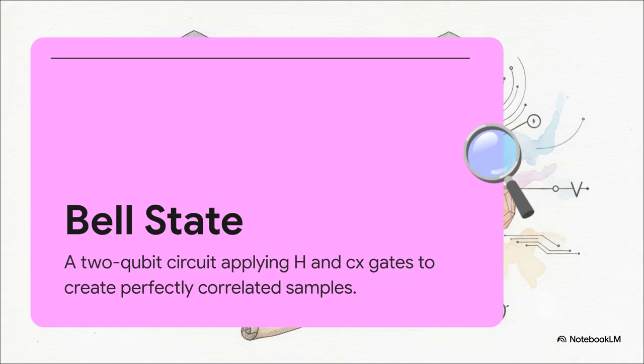Crucially, a Bell state acts as your immediate sanity check for your gates and correlation analysis before you accidentally turn a $1 million quantum processing unit into a very expensive random number generator.